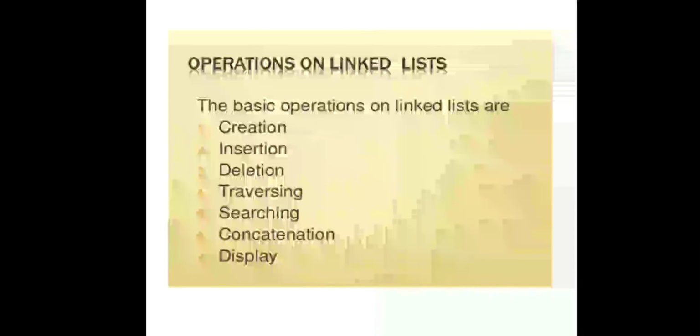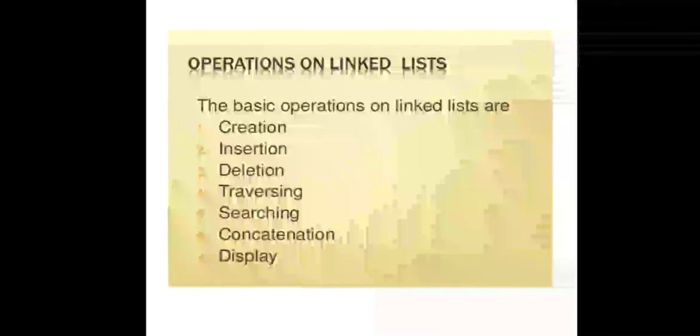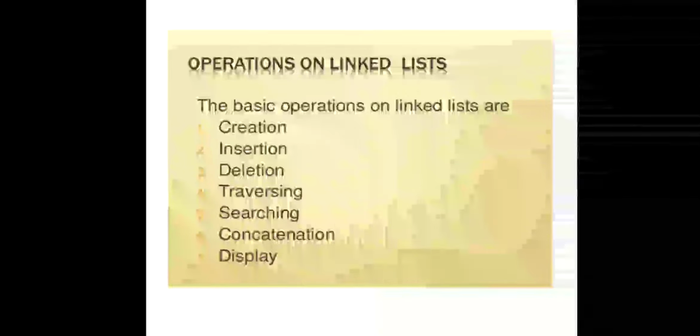Searching is finding the particular position of a node in a linked list. Concatenation means combining 2 or more linked lists together. Display means the elements stored in a linked list will be displayed.